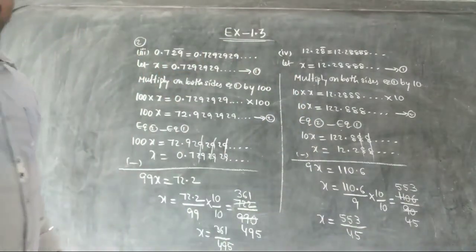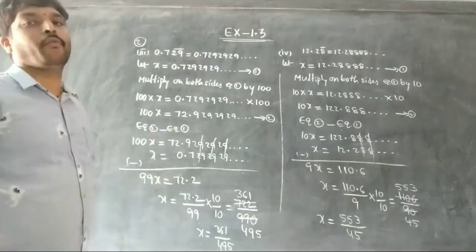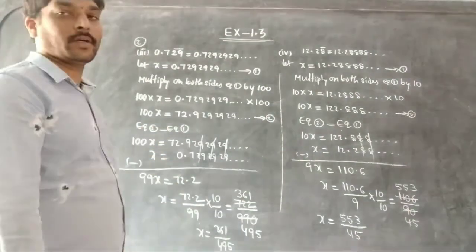Non-terminating recurring decimals, how to express in p by q form. This is exercise 1.3, first bit and second bit.